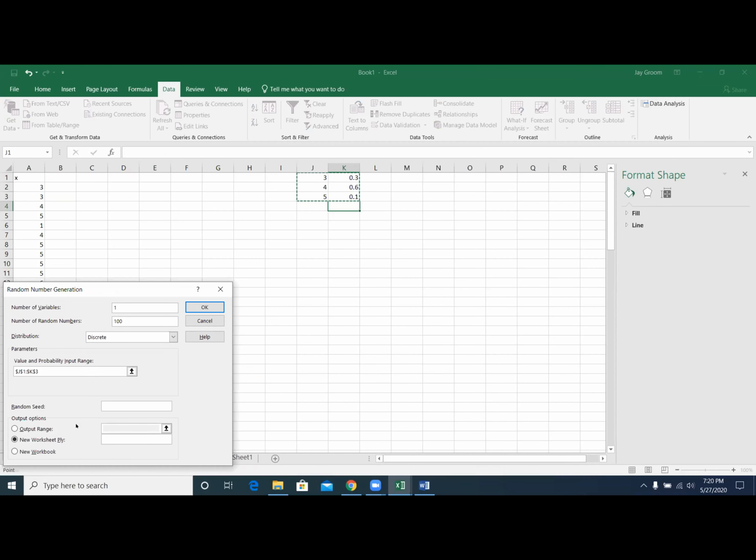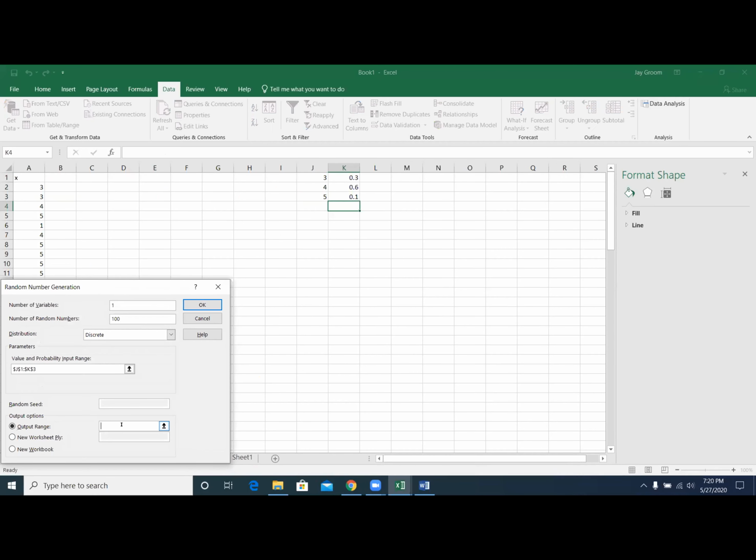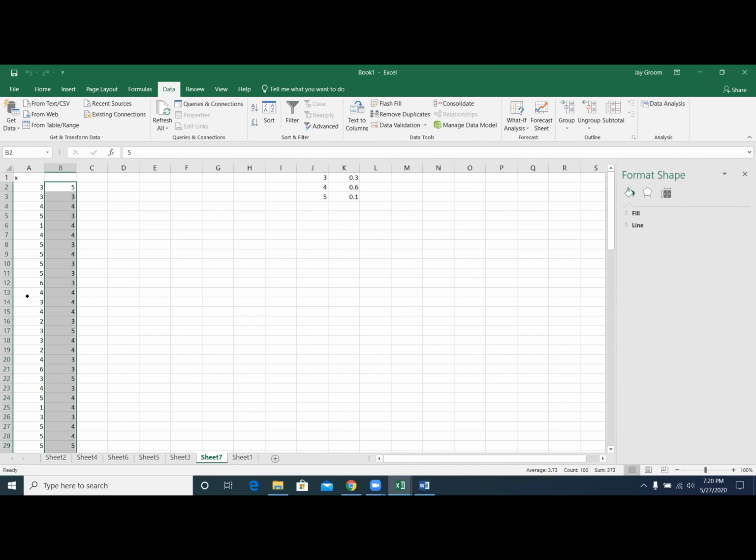And I don't want there. I'd like it to be in B2, I guess. Cool. And so then there is my y's. Now, again, you know what the expected value of y is. You could just do this times this plus this times this plus this times this.